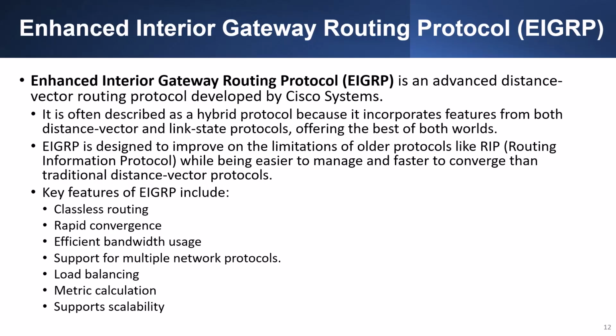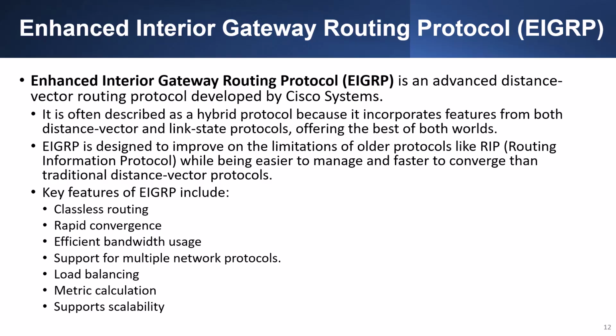Enhanced Interior Gateway Routing Protocol, or EIGRP, is an advanced distance vector routing protocol developed by Cisco Systems. It is often described as a hybrid protocol because it incorporates features from both distance vector and link state protocols, offering the best of both worlds. EIGRP is designed to improve on the limitations of older protocols like RIP, while being easier to manage and faster to converge than traditional distance vector protocols.